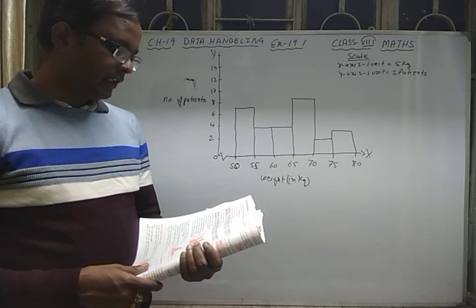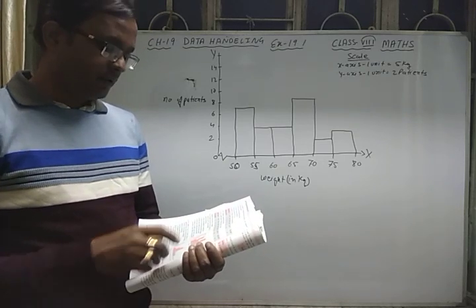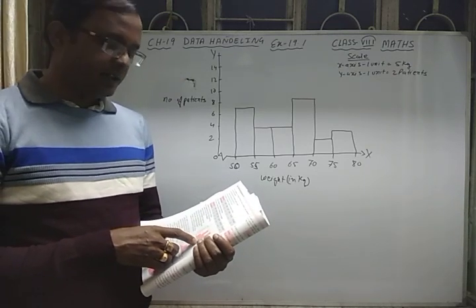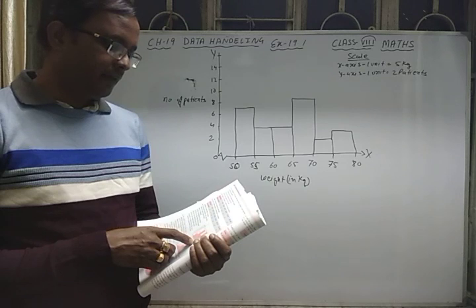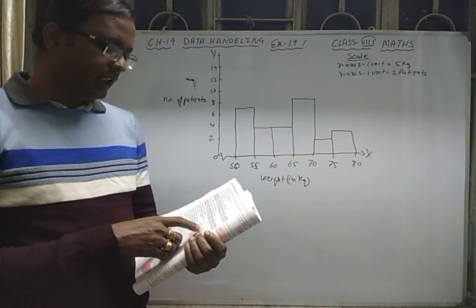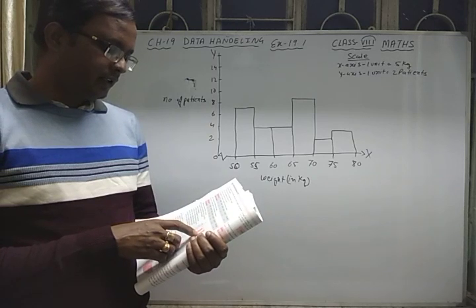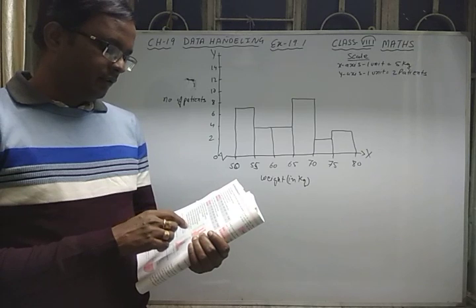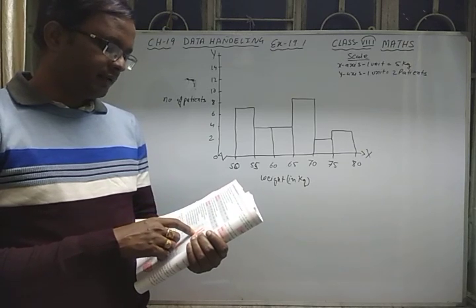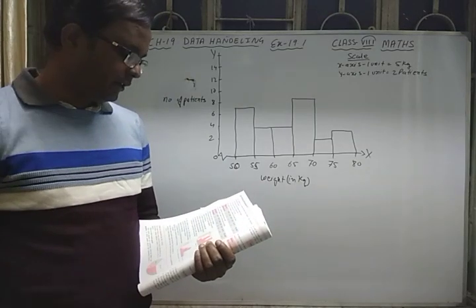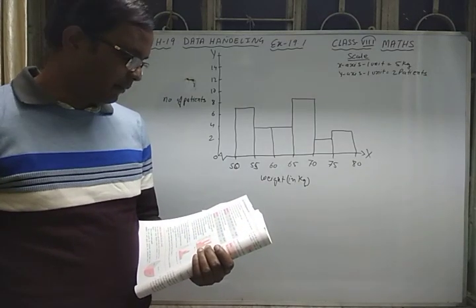How many workers are getting less than 475? Less than 475 means you have to add all the frequencies which are less than 475. So we get 20, then 10, that is 30, then 18, that is 48, and after that is 6, 48 plus 6 is 54. 54 workers are there who are getting wages less than rupees 475.